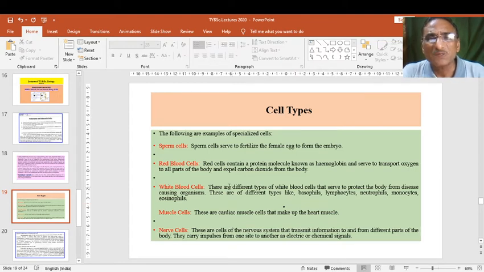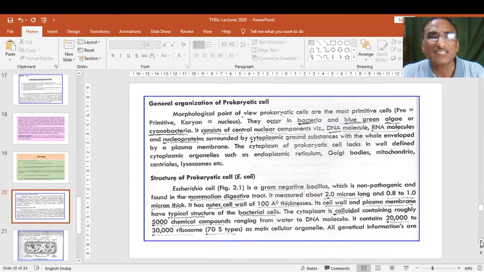All these different types of cells have different functions as per the organ or the organism system. Each and every system of a living being is composed of specialized cells, and every cell has its own different functions, and they work as per the organ, tissues or cells there. So basically we will see what is the general organization of prokaryotic cells.